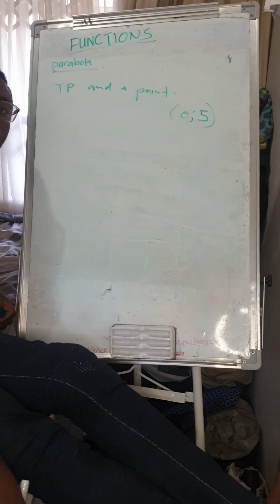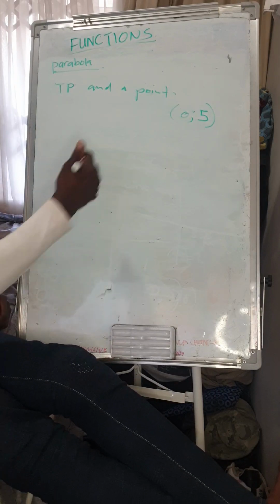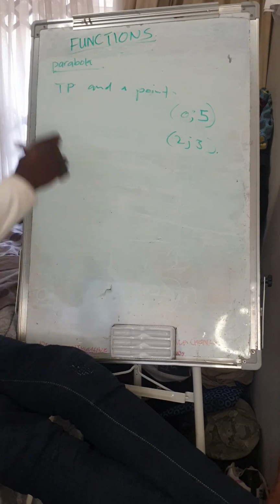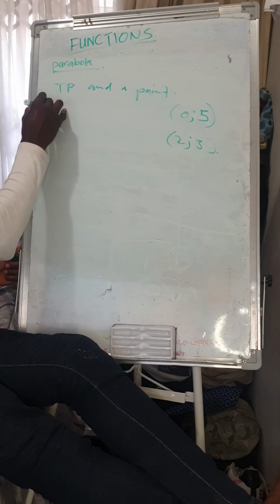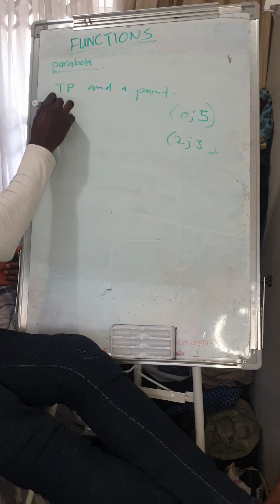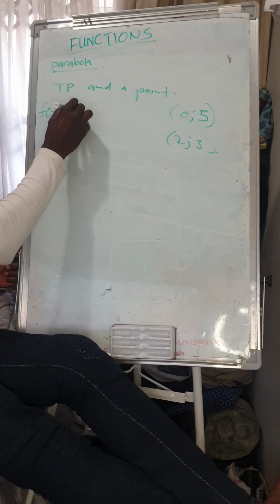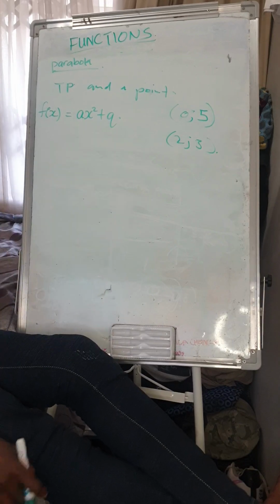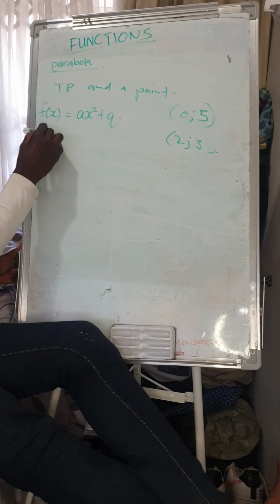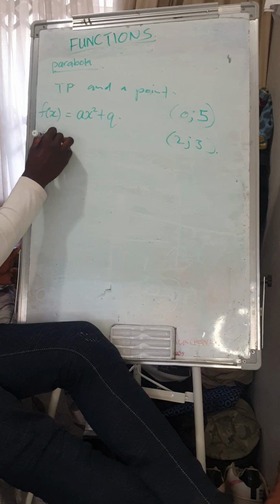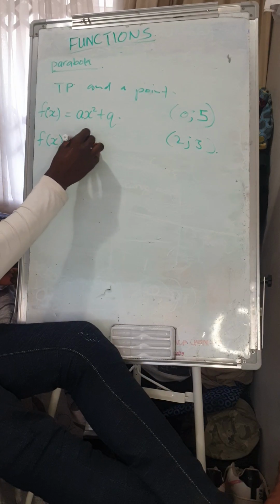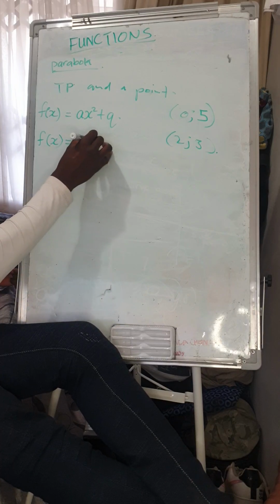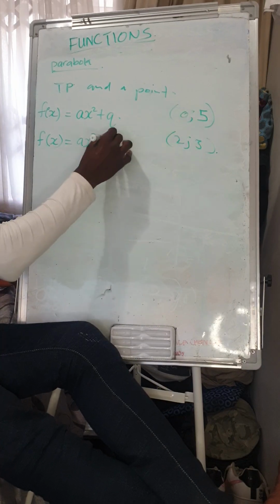Remember, now we're not sketching, we're actually determining the equation. And another point, which is (2, 3), right? Generally, now, what do we know already? We know that f of x is equal to ax squared plus q. So now we can continue and say f of x is equal to ax squared plus, let's substitute that one, 5.